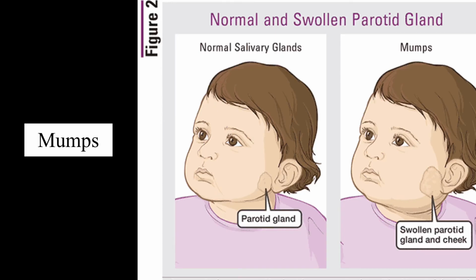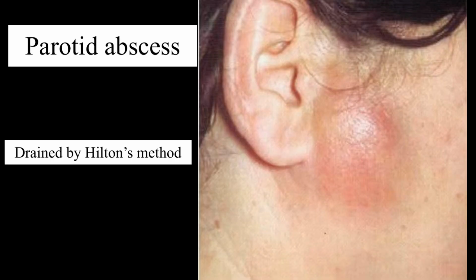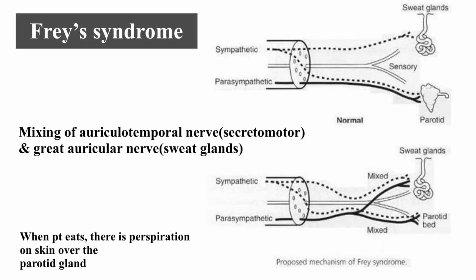Mumps is a viral infection of the salivary glands. The swollen glands do not suppurate. A parotid abscess is drained by Hilton's method, wherein a small horizontal incision is placed in order to avoid injury to the branches of the facial nerve. Sometimes the penetrating wound of the parotid gland damages the auriculotemporal nerve and the great auricular nerve.